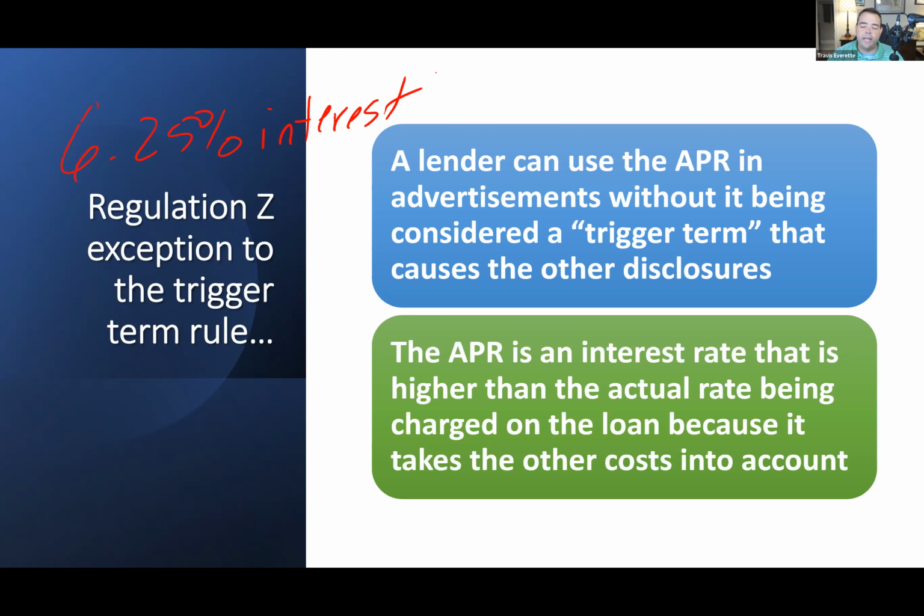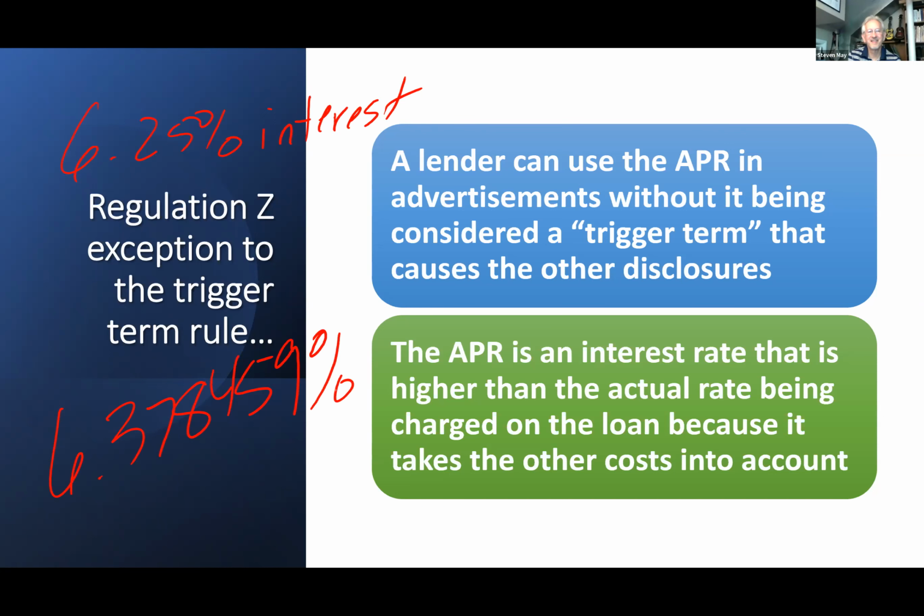But if they tell you what the APR is, it would be 6.378459%. You always know when you're looking at an APR because it's got a ton of numbers behind a decimal. It's a very exact number.